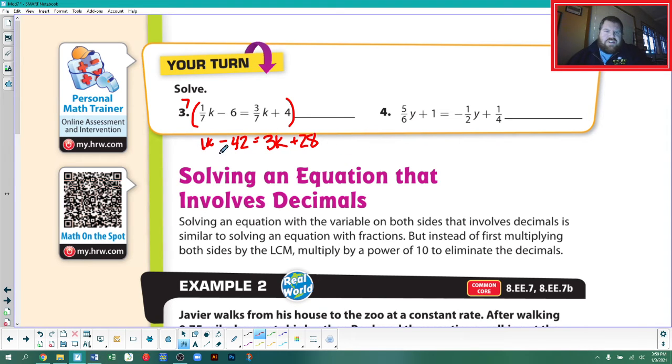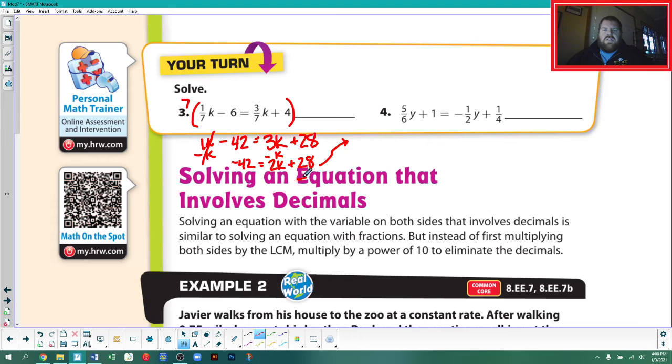All right, now I'm going to try to fit this in here. It's going to go over this next title, but bear with me here. I want to move the k. So I'm going to subtract a k from both sides. And I'll be left with negative 42 because these two cancel out. 3k minus k is going to be 2k plus 28.